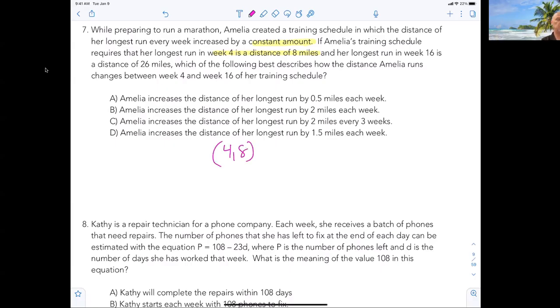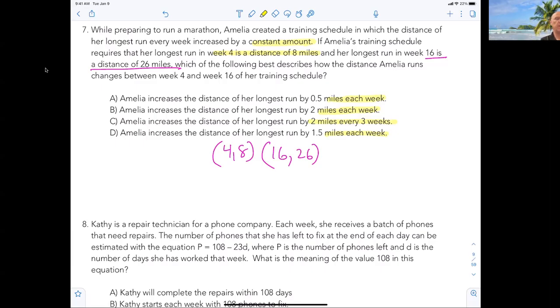4, 8. And then week 16 is 26. So 16 to 26, right? So I'm looking at this going, well, I have 2 points, right? Now, I want everybody to do this for me so I can show you something I think is important. Miles each week, miles each week, all right? That's referring to a slope, right? 1.5 miles each week, that's a slope. Now, 2 miles every 3 weeks, that's a slope also, all right?